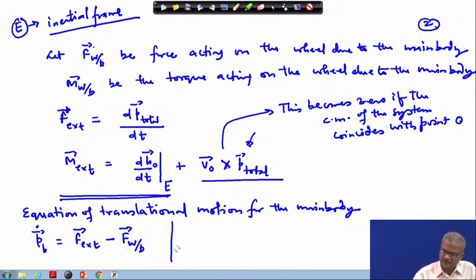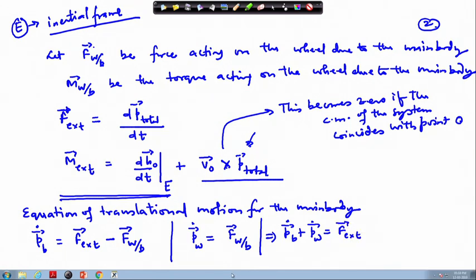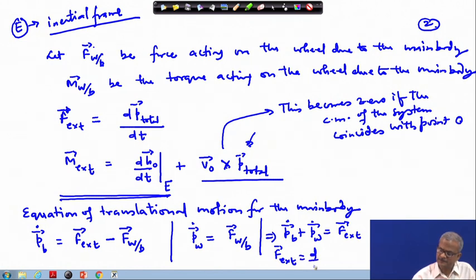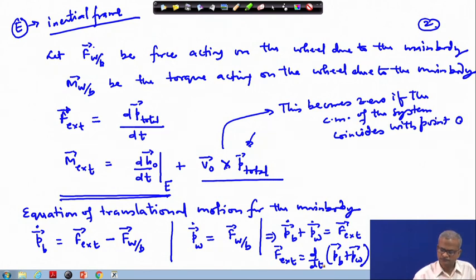And similarly, the equation for the wheel then we can write as P dot wheel. This will be whatever the forces acting on the wheel. So, this is nothing but F W B. And if we add both of them, so this implies P dot B plus P dot W equals F external. That means, F external equals d by d t of P B plus P W, which is P total.